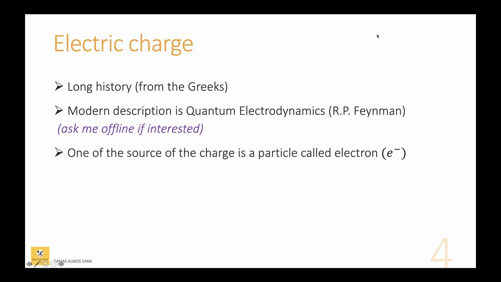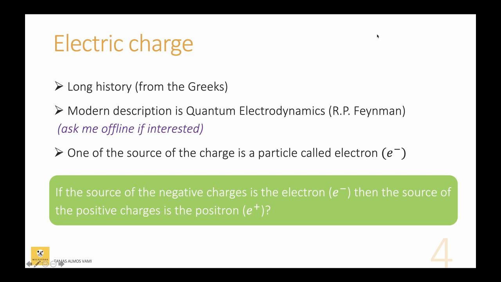So the sources of electric charge can be several. One of them is that the charge is coming from a particle, which we call the electron. It's a negatively charged particle. So you could ask the question: if the source of the negative charge is the electron, then what is the source of the positive charges? We have all heard of the fact that there are positive charges and negative charges. So one of them comes from the electron, the other must come from the positively charged electron, right?